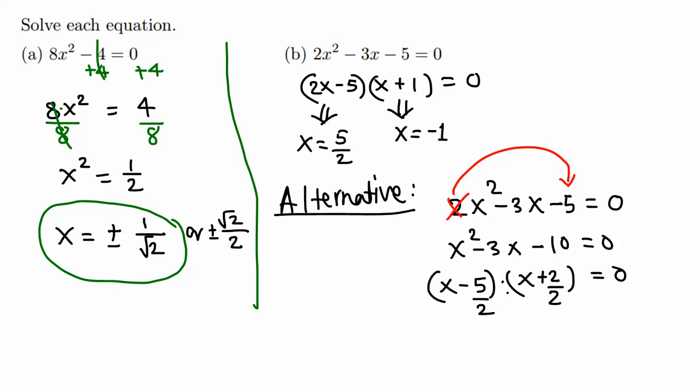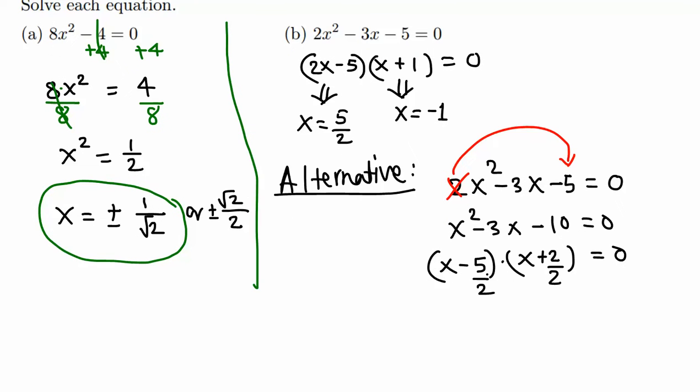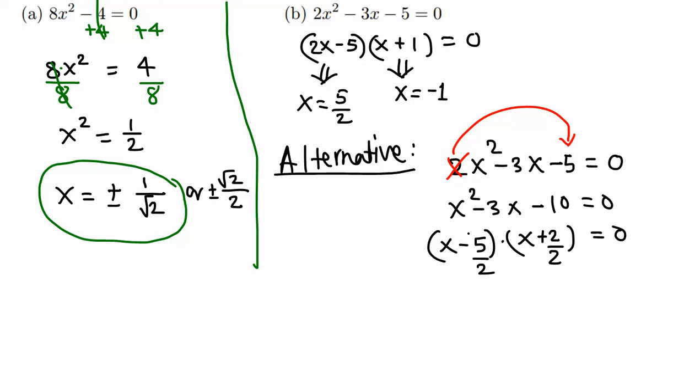So now we have a product of 2 factors equals 0. So either this equals 0, so from this we get x minus 5/2 is 0, so x equals 5/2. From this factor, this is x plus 1, 2 over 2 is 1. x plus 1 equals 0. Move 1 over, so x equals negative 1. These are the same answers as earlier. Done.